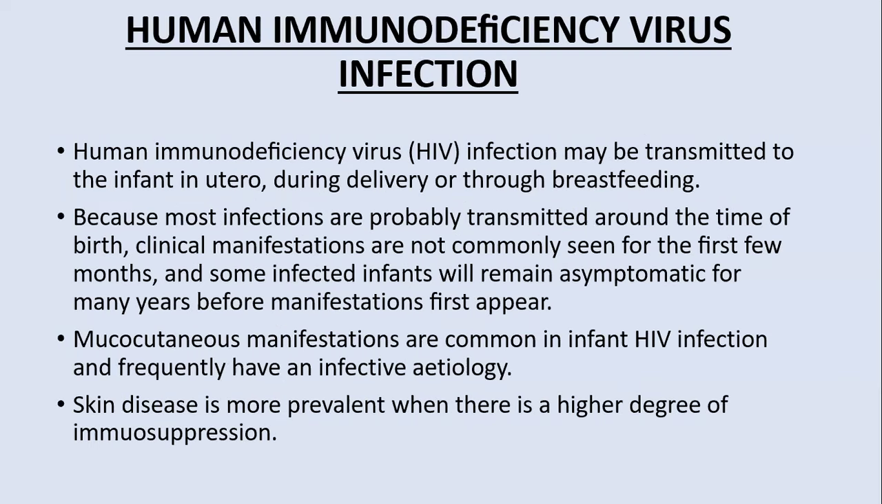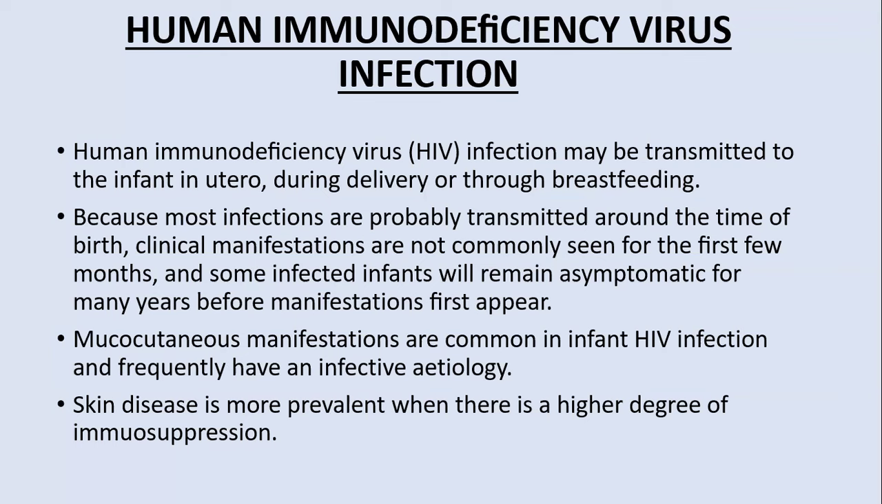Then human immunodeficiency virus infection, HIV infection. HIV infection is transmitted to the infant in utero, during delivery, or through breastfeeding. Because most infections are probably transmitted around the time of birth, some manifestations are not commonly seen for the first few months, and some infected infants will remain asymptomatic for many years before the manifestations first appear.